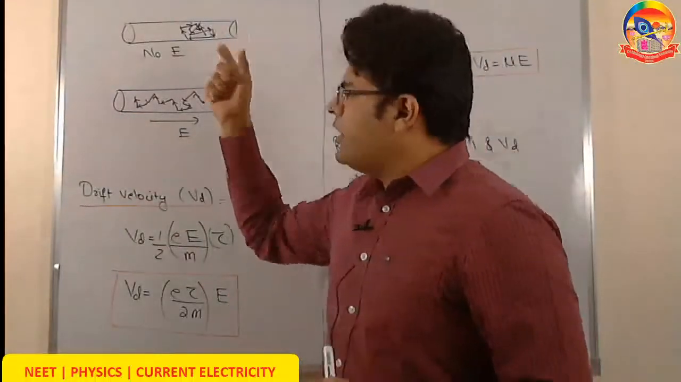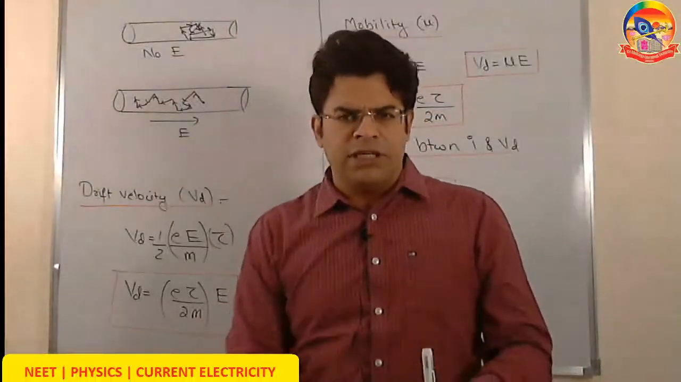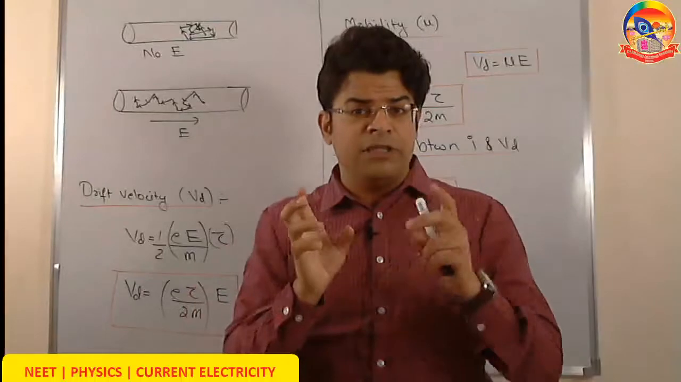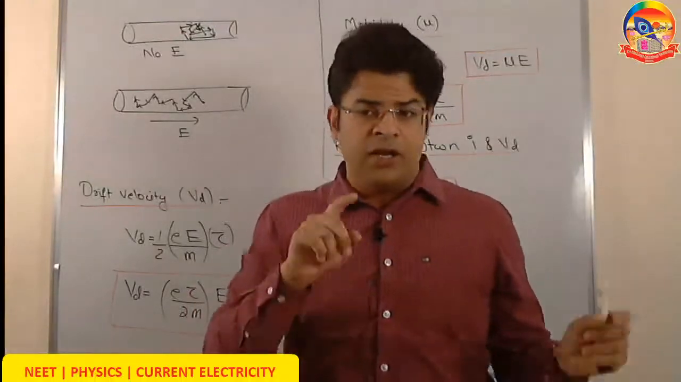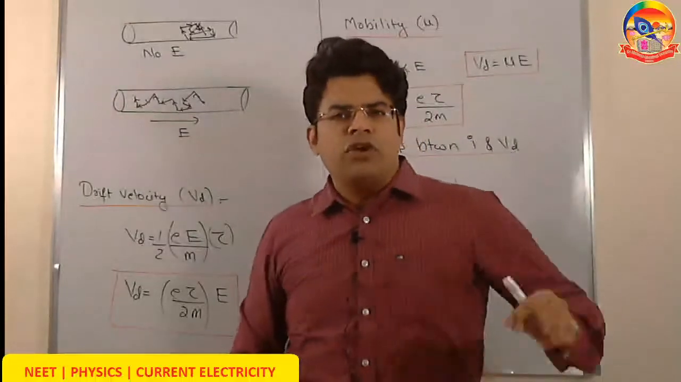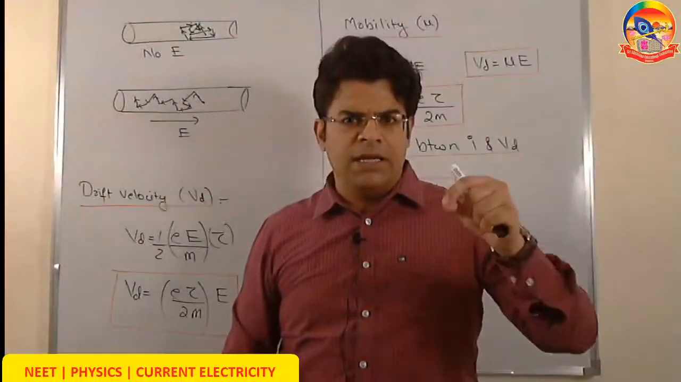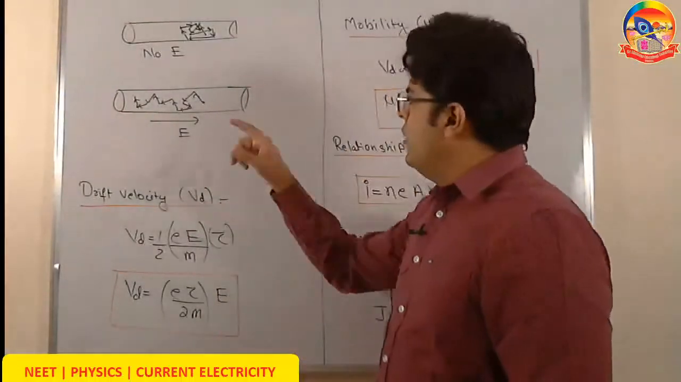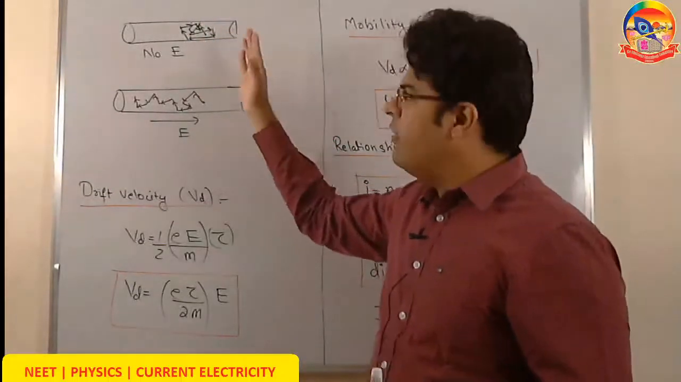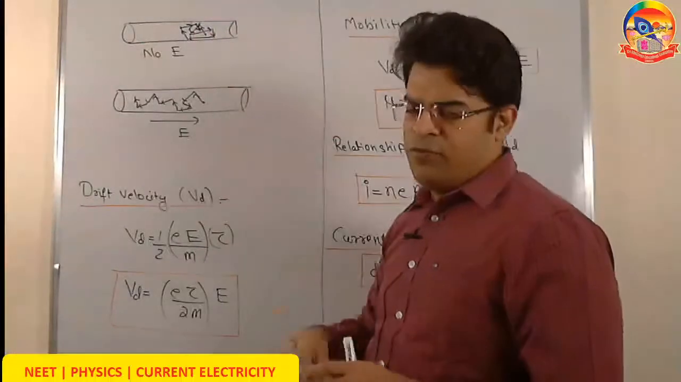Now, if somebody asks you what is the average speed of this electron in the conductor, it is non-zero, because average speed is total distance traveled upon total time taken. The distance traveled is non-zero. But if they ask what is the average velocity of an electron present in a conductor, the average velocity comes out to be 0, because it doesn't have a net displacement over a large frame of time.